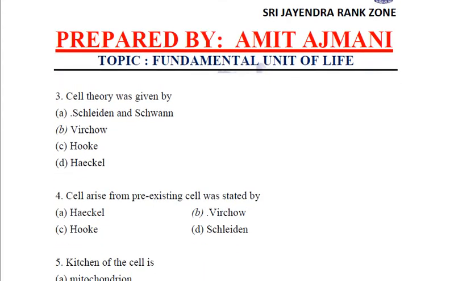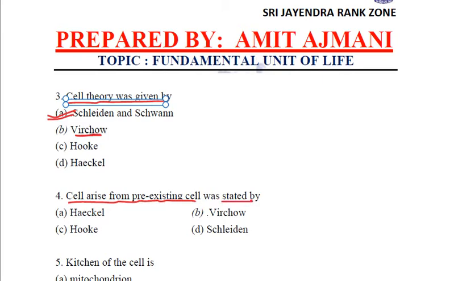Next, cell theory was given by M. Schleiden and T. Schwann. Virchow expanded the cell theory, but the cell theory originally was given independently by Schleiden and Schwann. So the correct option of this question is option number A, Schleiden and Schwann. Right? Next question states, cells arise from pre-existing cells.